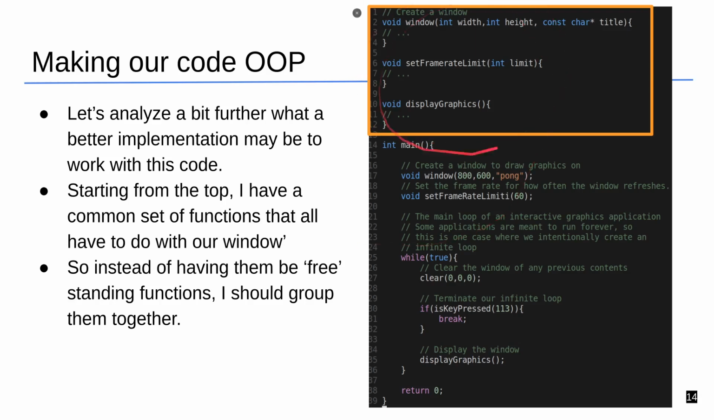So we have this code here with some functions. This was just some quick pseudocode that I've written up. But I want to start to analyze different ways of how we can just make this code better. I've got a few freestanding functions here for creating a window, setting the frame rate of that window, how often it'll refresh, maybe a function to display some graphics to the user. So what can we do to make our code more object-oriented?